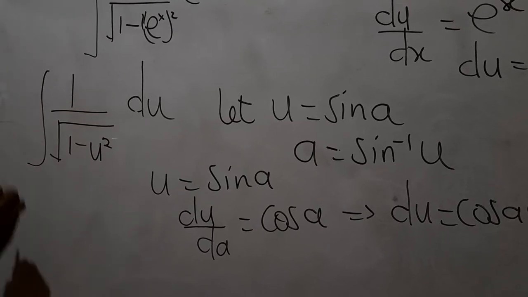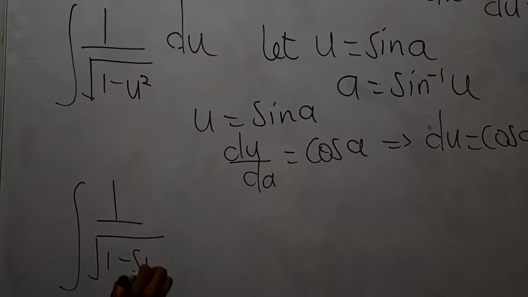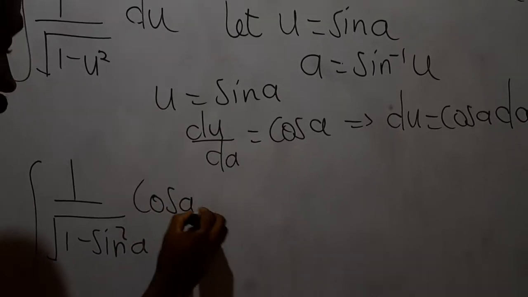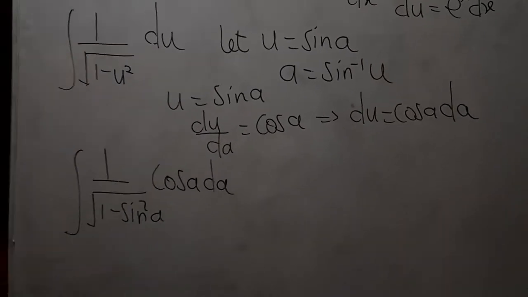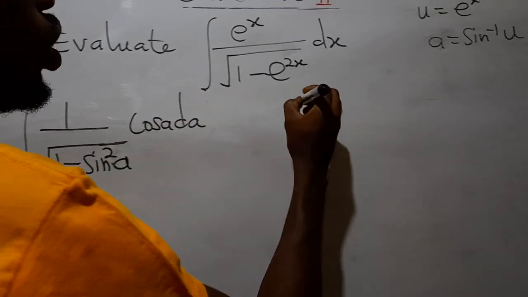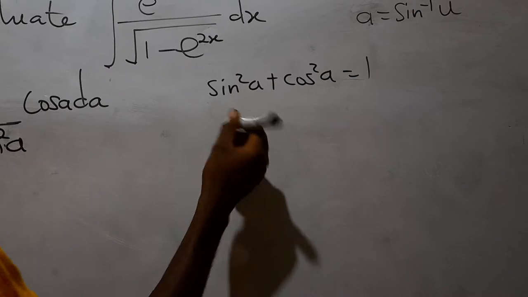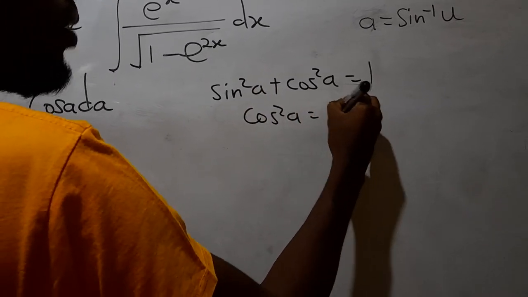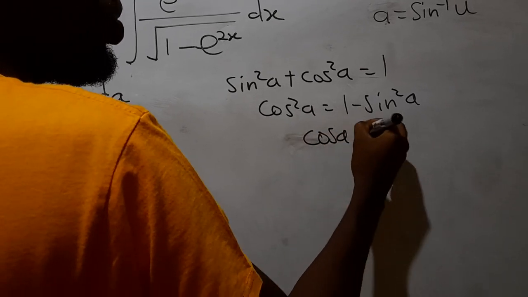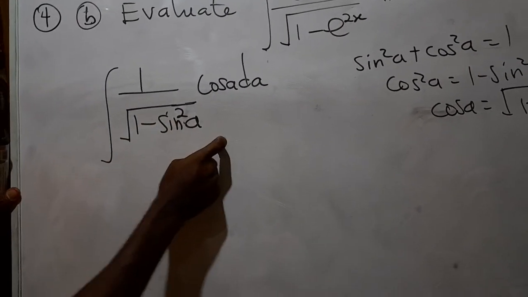So this will be the integral of 1 over the square root of 1 minus, our u is sin A, so we shall have sin squared A, then du is cos A dA. So we reach here. We need to continue. Remember the identity connecting sine and cosine. We said that sin squared A plus cos squared A will be equal to 1. Then we can have cos squared A equal to 1 minus sin squared A, if you remember. So our cos A will be equal to the square root of 1 minus sin squared A.